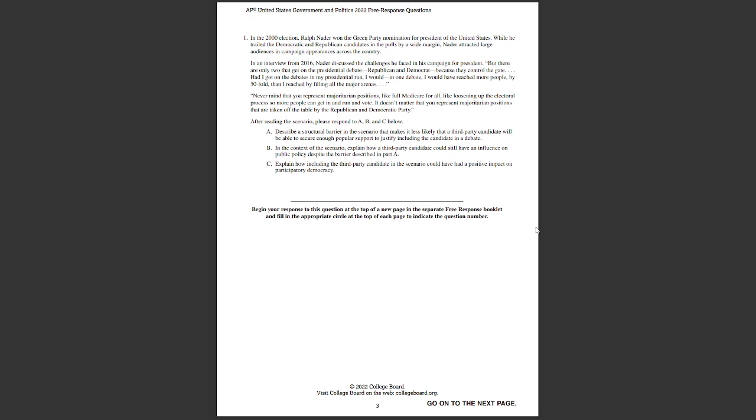And then C: explain how including the third party candidate in the scenario could have had a positive impact on participatory democracy. Including the third party candidate could have had a positive impact, as more people could see ideas that they like, and then more people would be inclined to vote. In a participatory democracy, more people are likely to participate if they see something they approve of. Let's say some voters didn't like what the Republican or Democrat was proposing, but they liked what Ralph Nader was proposing. Well, then they go to support Ralph Nader and the Green Party because they found a unique idea that they supported.